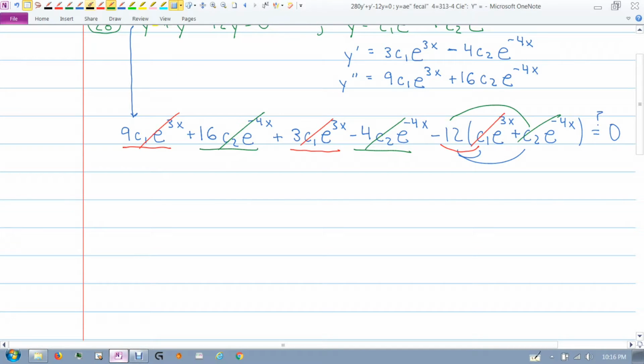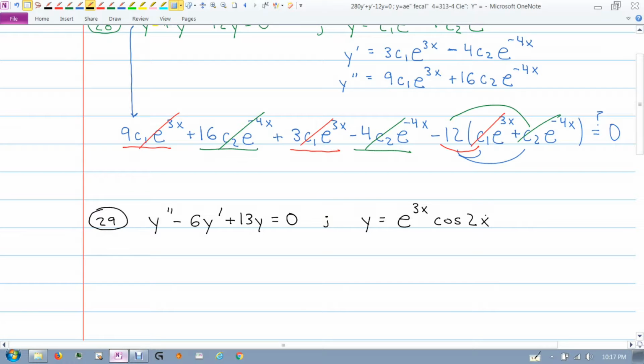All right, 29. 27 was a monster. All right, 29: y double prime minus 6y prime plus 13y equals 0. And we have the equation here, y equals e to the 3x cosine of 2x.